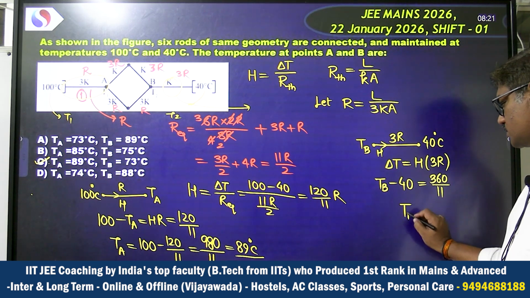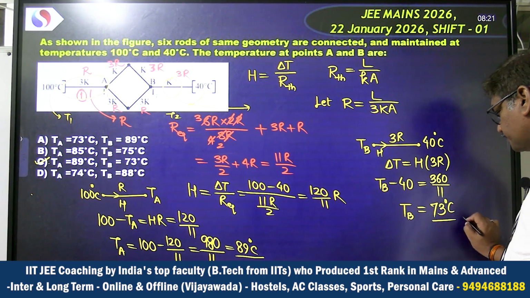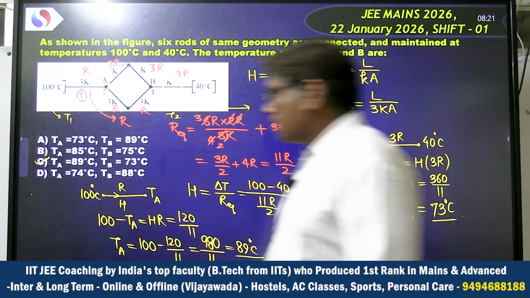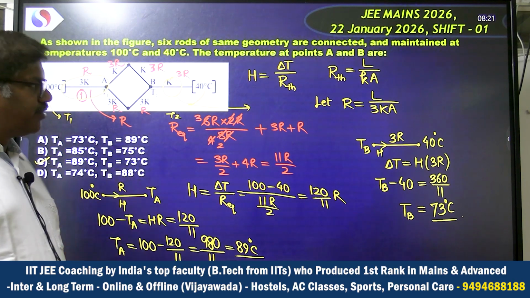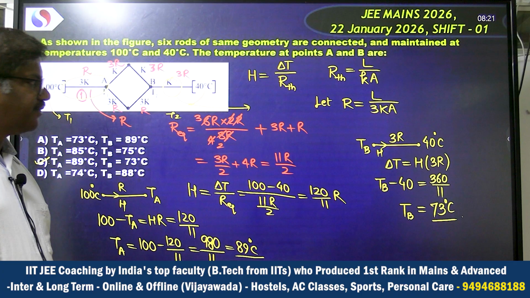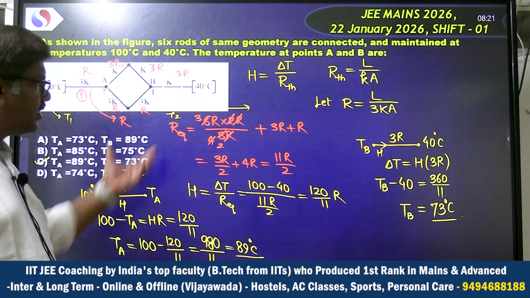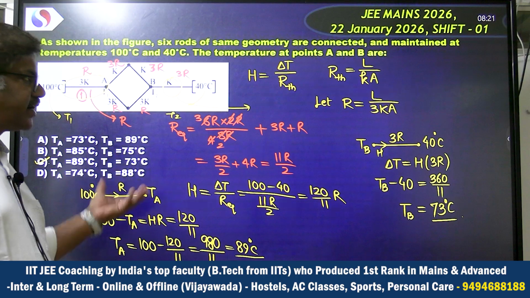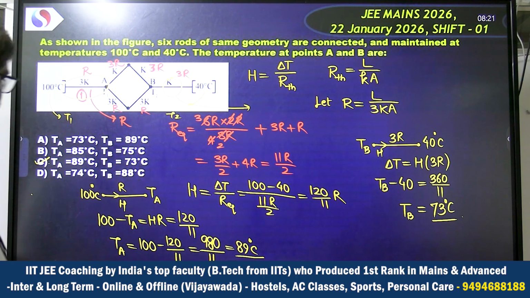And solve this, you will get TB is equal to 73 degree centigrade. Okay, so a good question, a moderate question, because some of the calculation is lengthy, like directly you cannot see, you have to solve the proper circuit and solve it. So I kept it in the category of moderate. Okay, let's move to the next question.